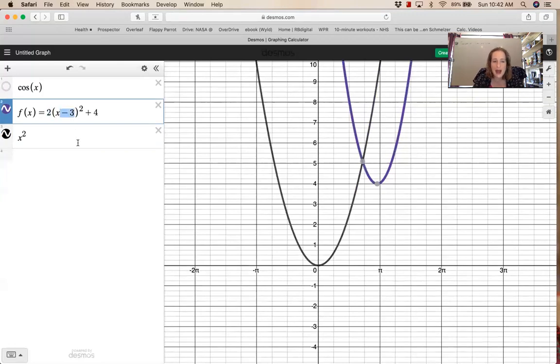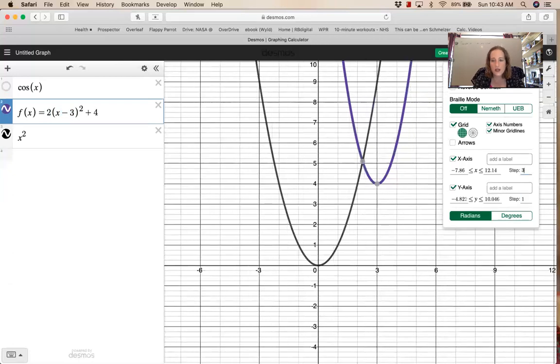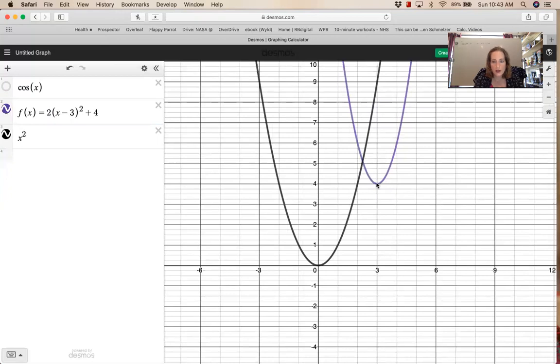In particular, this -3 that's inside with the x represents a horizontal shift. And it shows that we have shifted our function 3 units to the right. This +4 outside of our squaring piece tells me that I have done a vertical shift, or I've shifted this function up 4. So over 3, up 4, okay? And then this 2 outside is a vertical stretch. So it tells me that I've stretched up my function or made it kind of taller and skinnier than it was before.